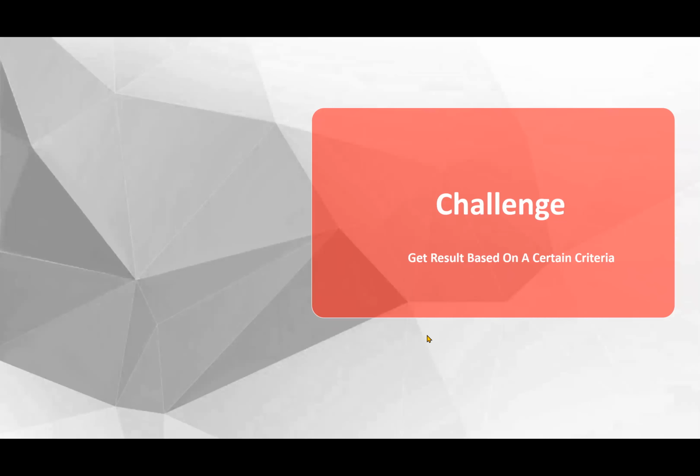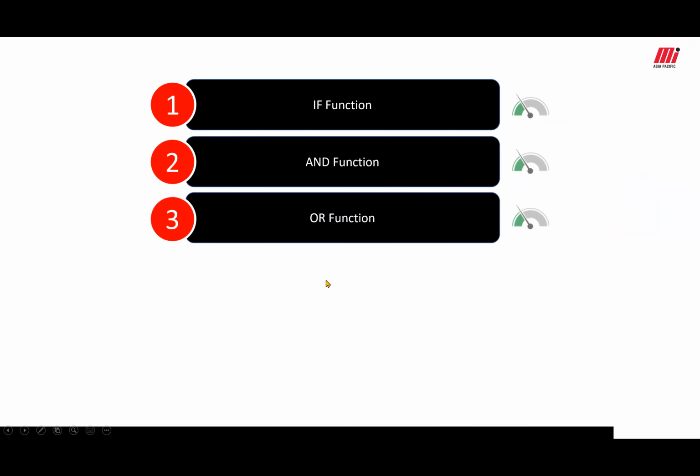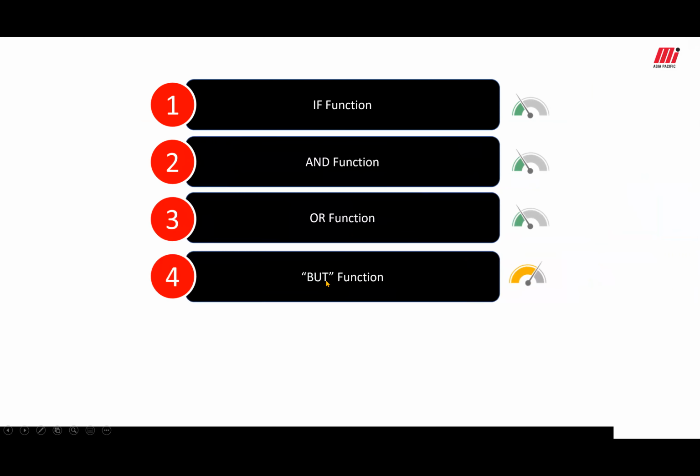Right, so today's challenge is to get a result based on a certain criteria. I'll explain to you, it's very, very simple. We're going to do 4 things today. Number 1, we're going to do the IF function, the AND function, the OR function, and the BUT function. I'm pretty sure there are some intermediate Excel learners who are wondering what this function is about, but don't worry, we'll get there.